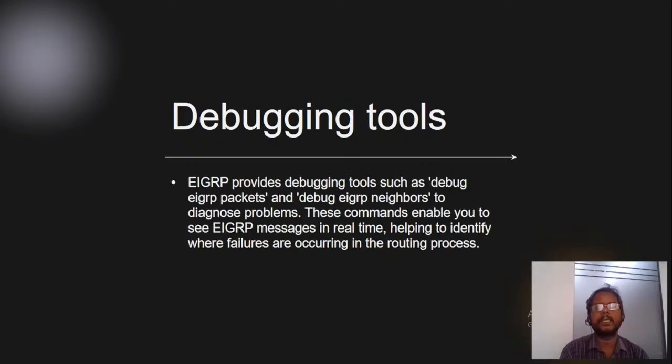Now, debugging tools. EIGRP provides debugging tools such as debug eigrp packets and debug eigrp neighbors to diagnose the problem. So you have to debug the problem and sort out the outcome of that. These commands enable you to see EIGRP messages in real time, helping to identify where failures are occurring in the routing process. So you have to do the debugging to identify the root cause.